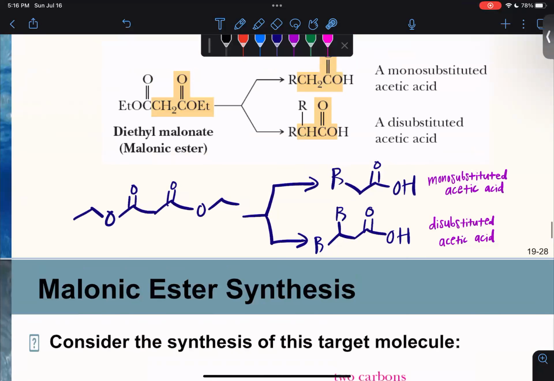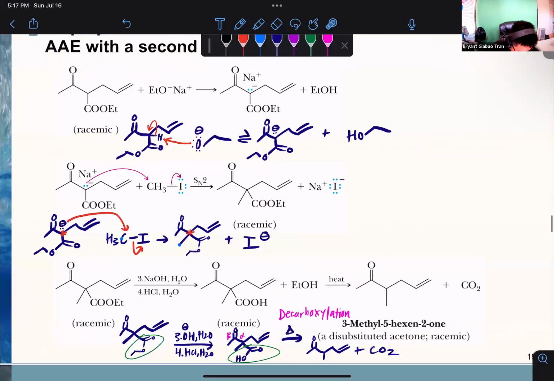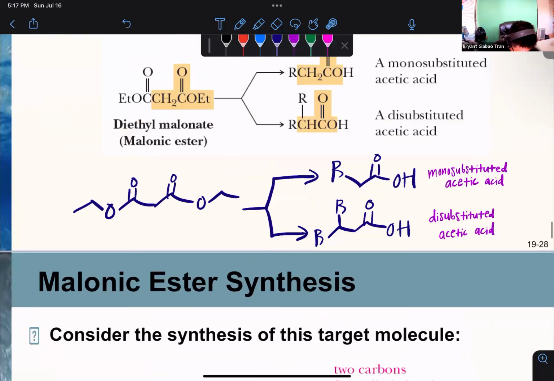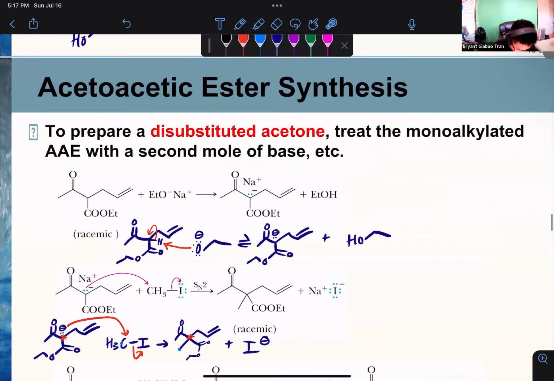Okay, malonic ester synthesis. It's the exact same thing as what we just did, but you see how here we started with one ester that has a carbonyl in this beta position. For malonic ester synthesis, we start with two esters, which is this right here. This is the reactant right here.